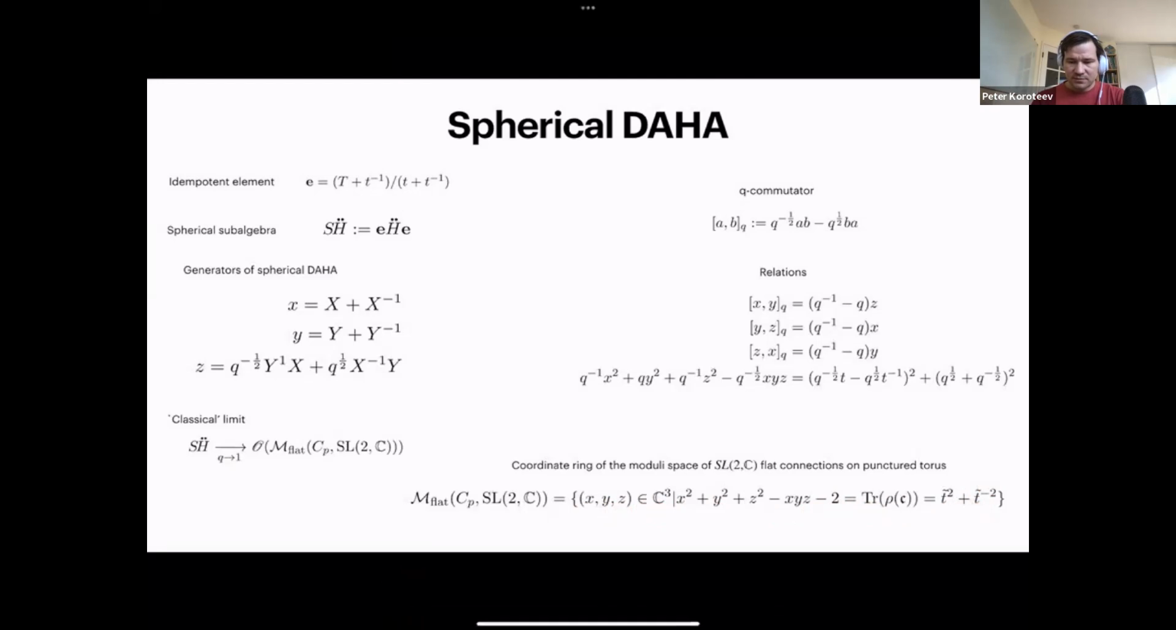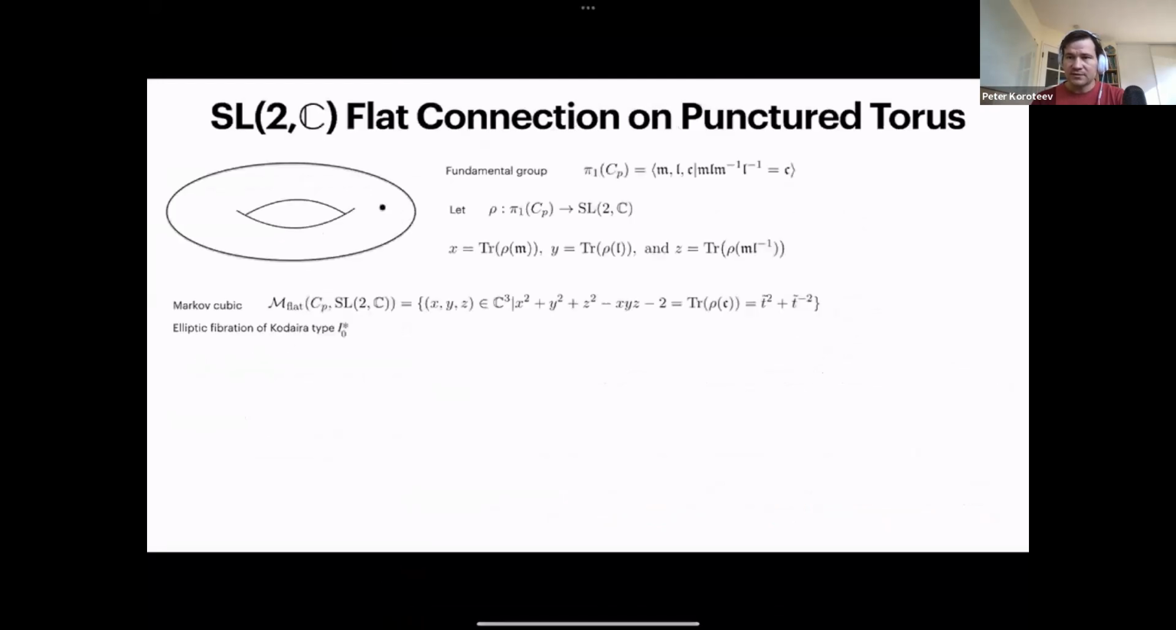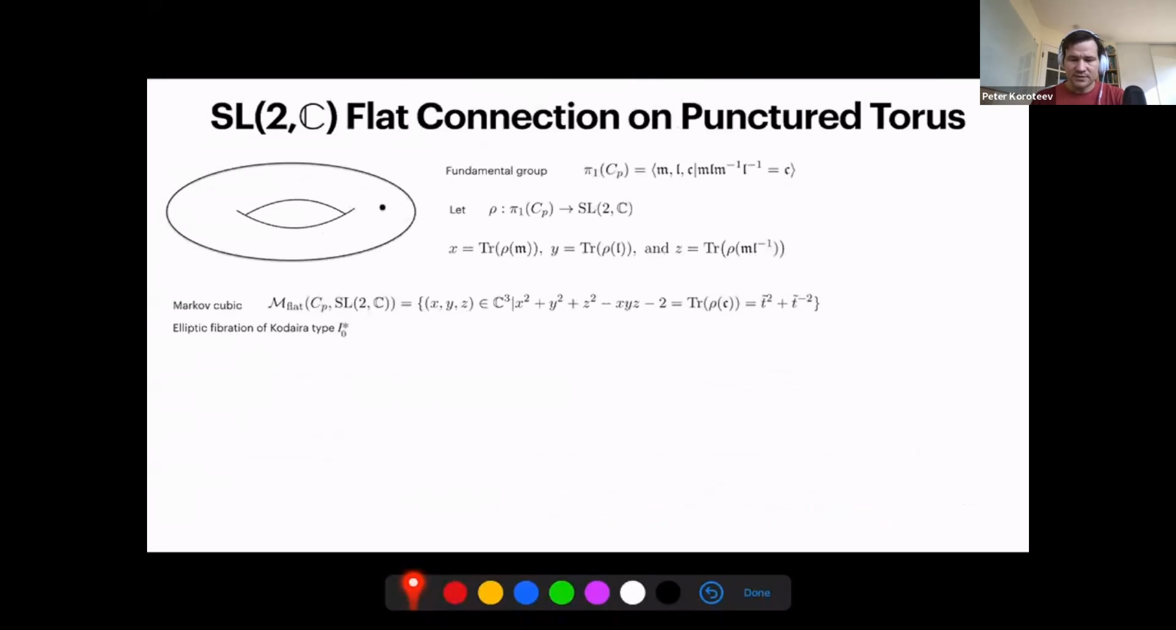So the geometry behind DAHA is this SL2 character variety, the moduli space of flat connections in SL2. Consider the fundamental group of the punctured torus. It has three generators and one relation: meridian, longitude, and C, which is the monodromy around the puncture. That's what Sabyok was asking. Consider an SL2 representation of this fundamental group. Then you can denote X to be the trace of M, Y the trace of L, and Z the trace of ML inverse. And it's a five-minute exercise to check that the equation is described by this cubic here.